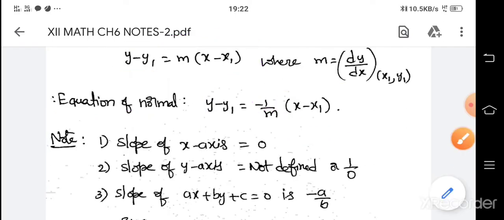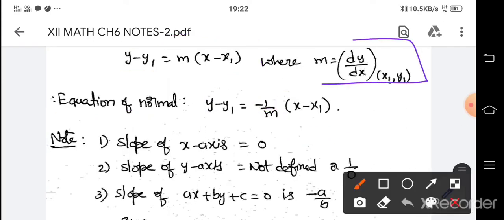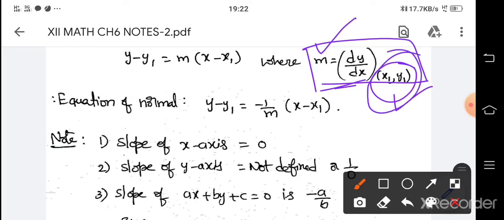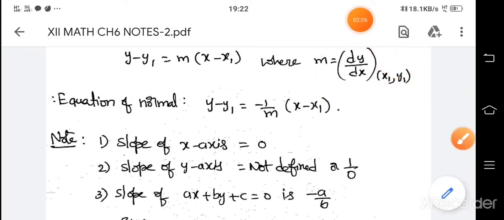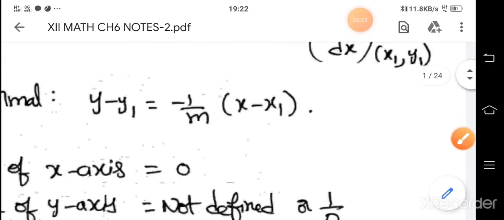But a very important thing is to find dy/dx for the given curve, then substitute the point if it is given. Sometimes the point will be given and they will ask you the slope. Sometimes the slope will be given and they will ask you the point. There will be two ways. When they give the point, it is direct and you can find the slope. If they give the slope, with its help you should find the point, which is called the point of contact.